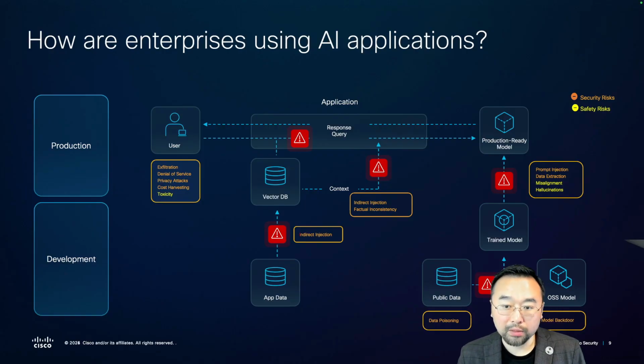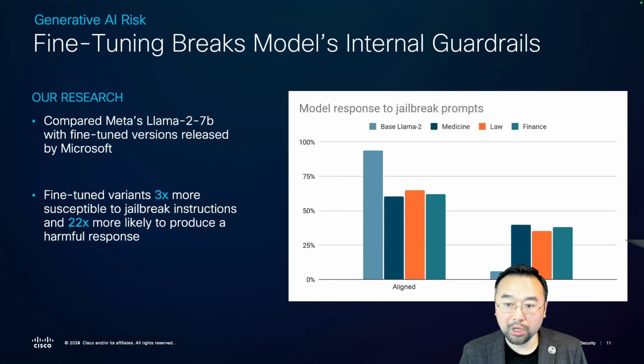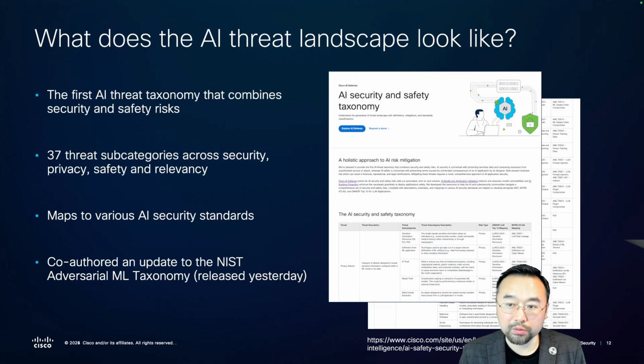As a user, I can potentially extract information by doing prompt injection and take information that I'm not supposed to, or get AI to do things it's not supposed to do as well. There are lots of examples of how we poison the data set. Actually, it doesn't cost that much. Under $60, you could get an expired domain that is hosting some training data and poison the model. That's more than enough. Every time we fine-tune the model, sometimes the guardrails go away a little bit as well. On top of that, we've done some research that basically shows the AI threat landscape.